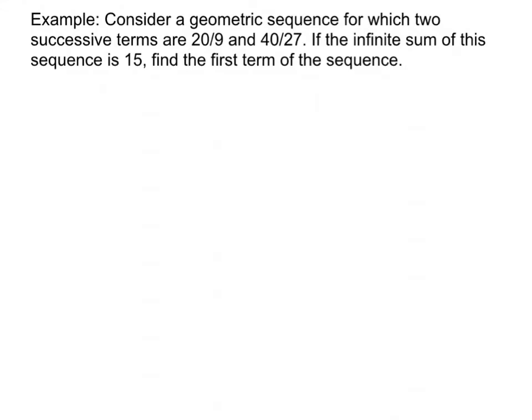So we have one more example. Consider a geometric sequence, and this one's a little bit weirder, for which two successive terms are 20/9ths and 40/27ths. If the infinite sum of the sequence is 15, find the first term of the sequence.